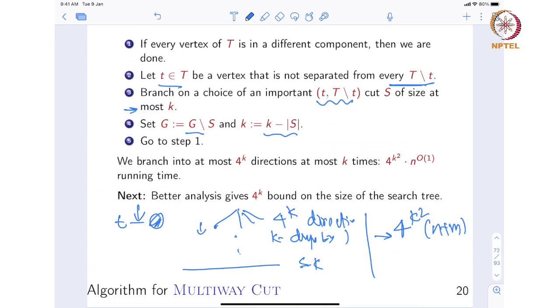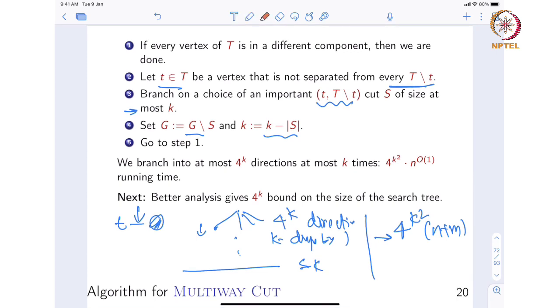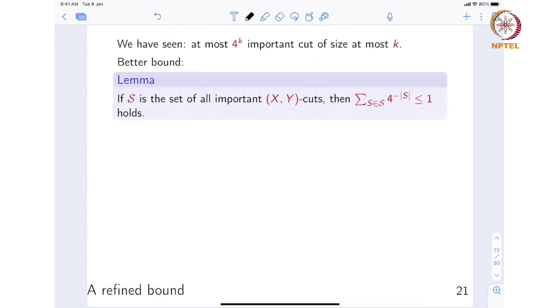And now each branching factor is 4 to the power K, because you're branching in 4 to the power K directions. The depth of this branching is K. So the total number of nodes in this branching tree is upper bounded by 4 to the power K square. So that automatically bounds the running time by 4 to the power K square times poly, or n to the power big O of 1 if you do not want to bother. But we promised that we will give you an algorithm whose running time is actually 4 to the power K times some poly in K, times n plus n. This is too far away. So for that we need a better analysis.